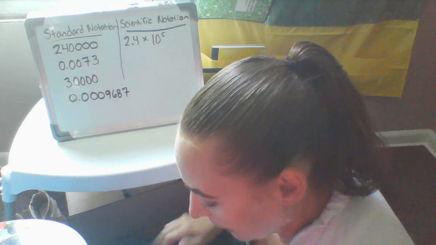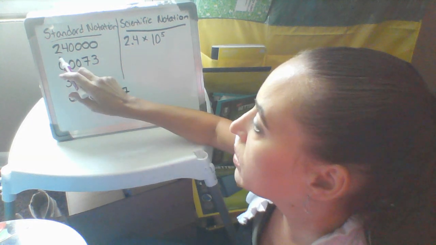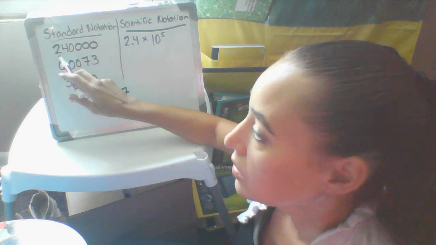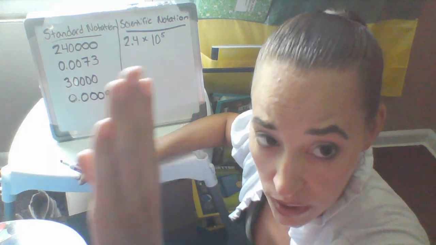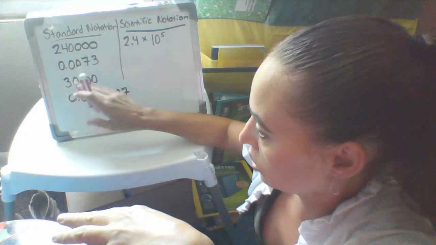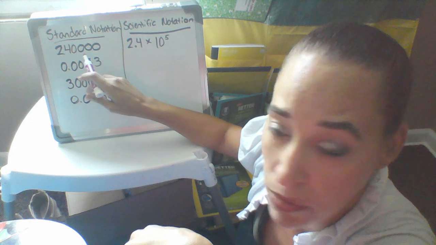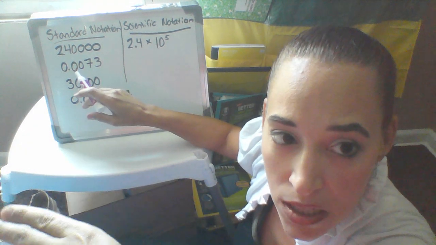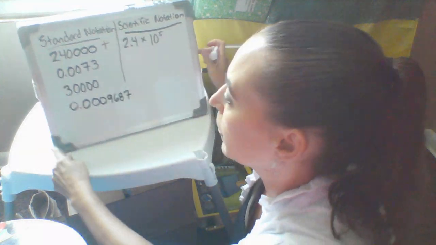The first one I did for you, but let's work through it together. First thing, let's try to identify if it's going to have a positive or a negative exponent. This is a huge number, a big number. So would you think positive or negative? Remember, big number, I said positive. So this one would have a positive exponent.